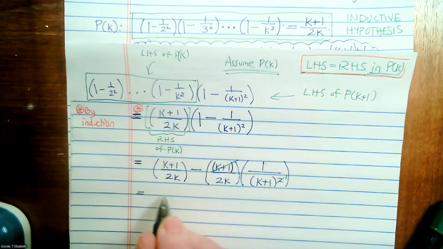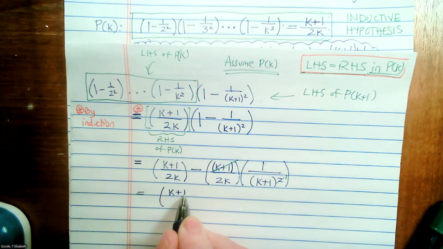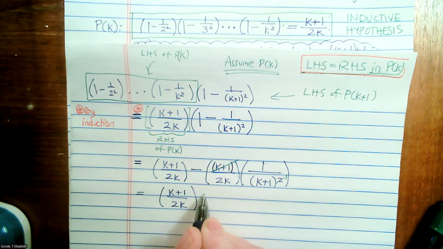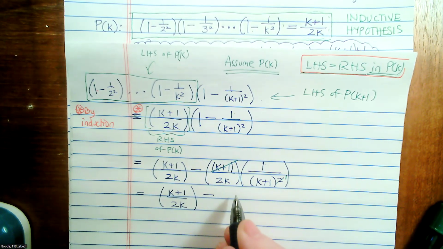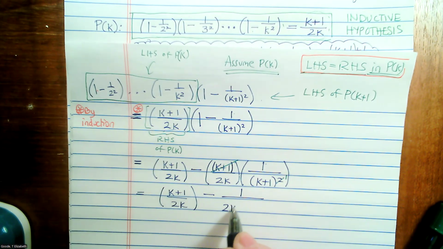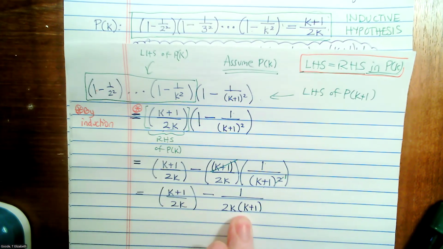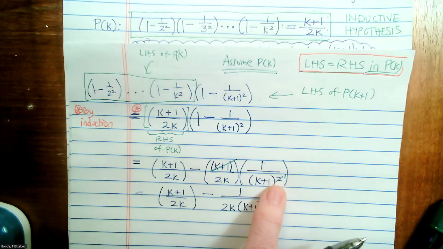So I think they're going to jump directly to k plus 1 over 2k minus 1 over 2k times k plus 1. I think that's what they go directly to. I think they skip this canceling step, but you really kind of need to do it on paper to see. Let's go back and look and see if that's what they do.